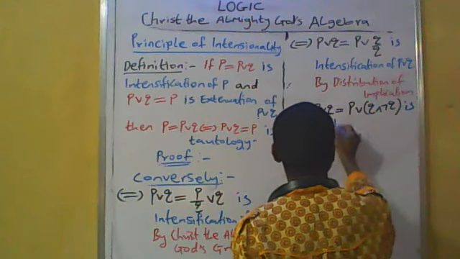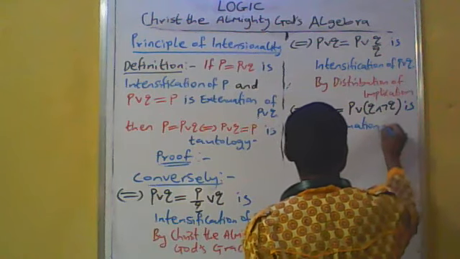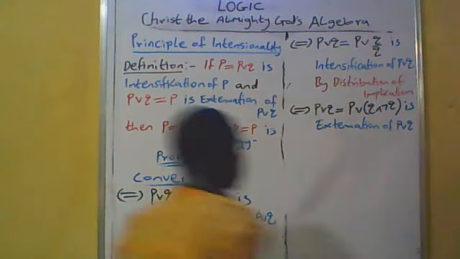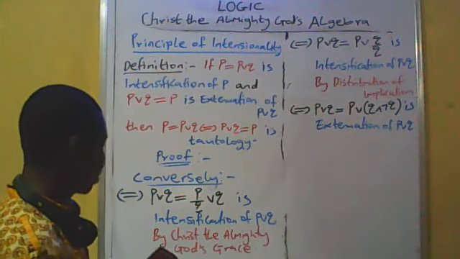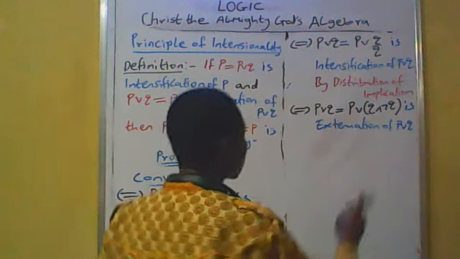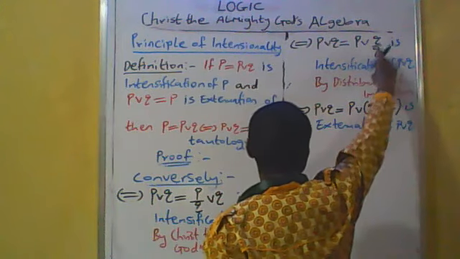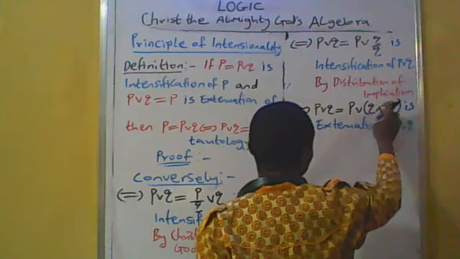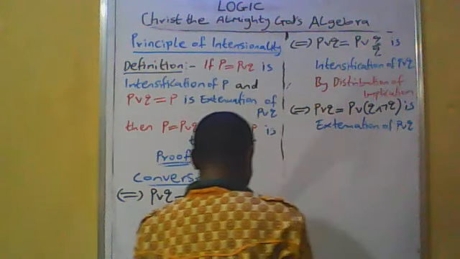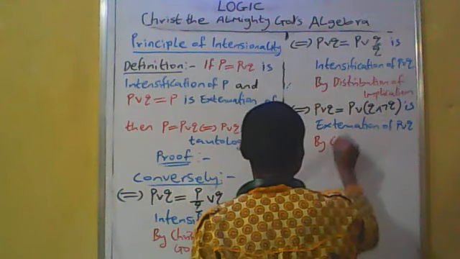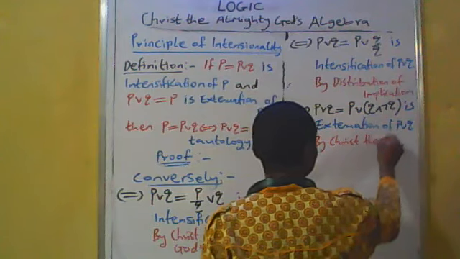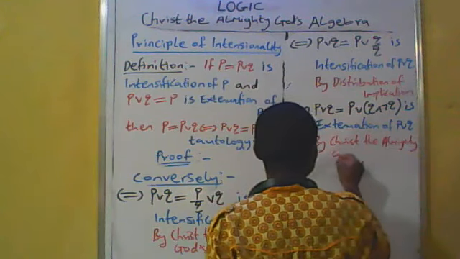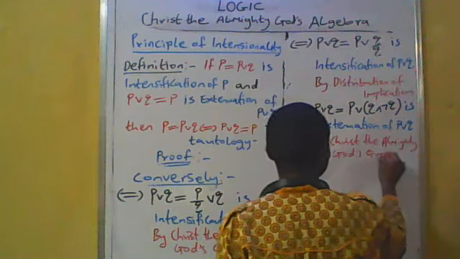This is an extenuation of P or Q, being justified by the fact that it is through Christ Almighty God's grace that He transformed this Q implies Q to this statement Q and not Q. So being justified by Christ the Almighty God's grace.